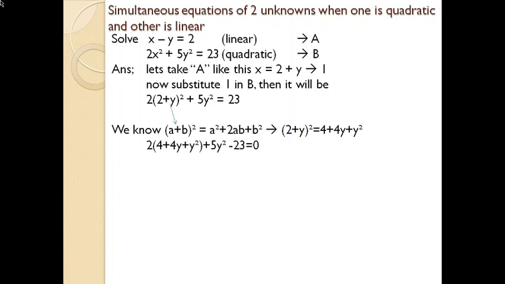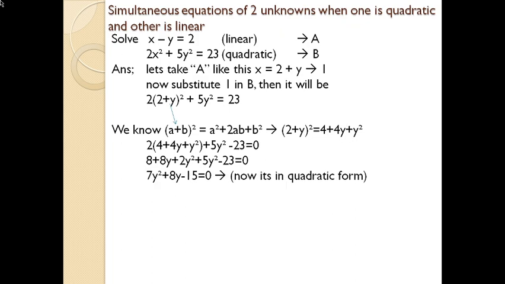So you will get 2 into (4 plus 4y plus y square) plus 5y square minus 23 equal to 0. Now you can go for the brackets. Let's open the bracket and you will get 8 plus 8y plus 2y square plus 5y square minus 23 equal to 0. Next, we will convert the similar terms into one single term. Then you will get 7y square plus 8y minus 15 equal to 0.